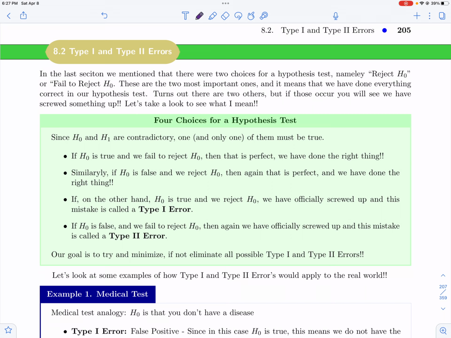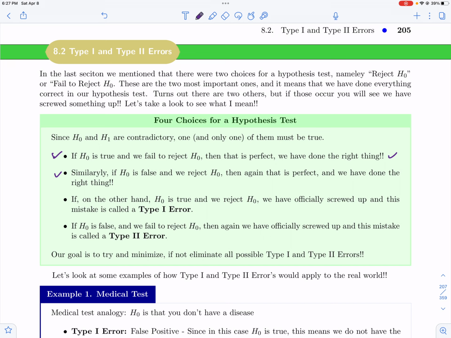So to go through again, if H naught is true and we fail to reject H naught, then this is perfect. We have done the right thing. That was the fail to reject situation. The second one is the one that we're hopefully going to have occur. If H naught is false and we reject H naught, then again, this is perfect. We've done everything correctly.